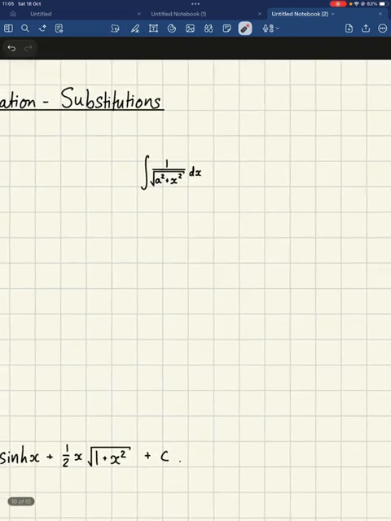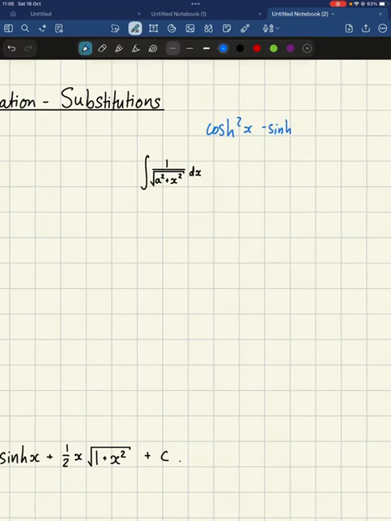Okay, now let's try this one. We've got 1 over the square root of a squared plus x squared. Now if we write our identity, we've got cosh squared x minus sinh squared x is 1. Here we've got the constant term added to the x term. The constant term is 1, and we've got minus sinh squared, so we can add that to both sides. So we get cosh squared x is 1 plus sinh squared x.